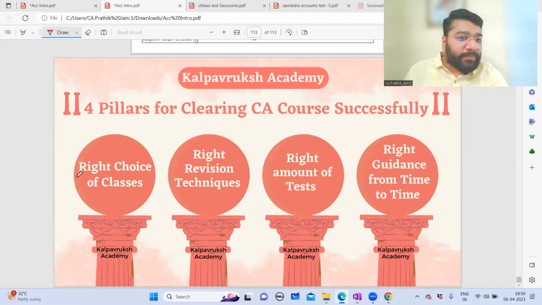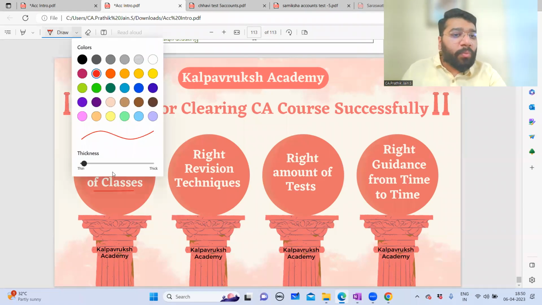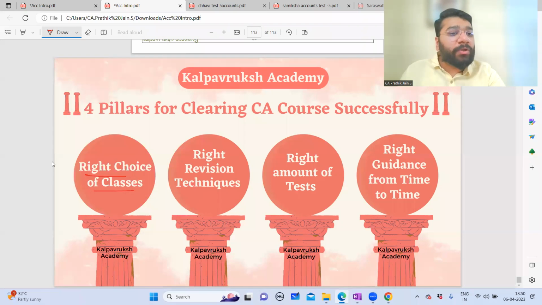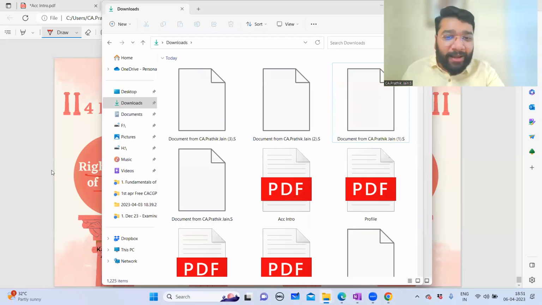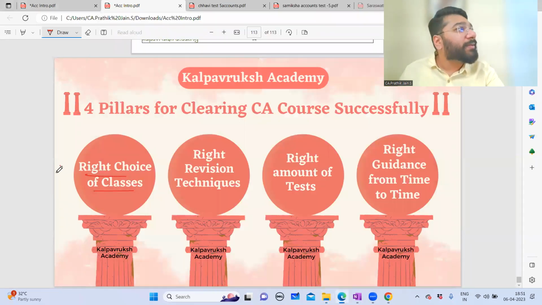The first pillar is the right choice of classes. First of all, what I intend to mean here is that a lot of people try to do self-study. Sometimes people at foundation level, some people at inter and final level. Yes, with self-study some people clear, but not everybody. Some people, looking at others, think, okay, he or she has done self-study and cleared, so let us also do self-study and clear. Like that, they'll try and they'll screw up the entire journey.